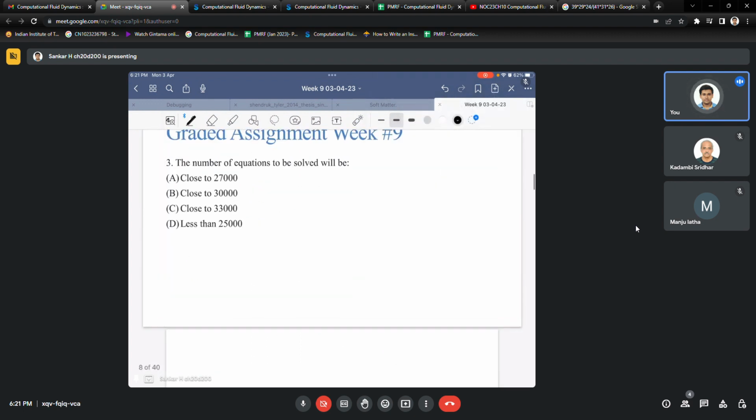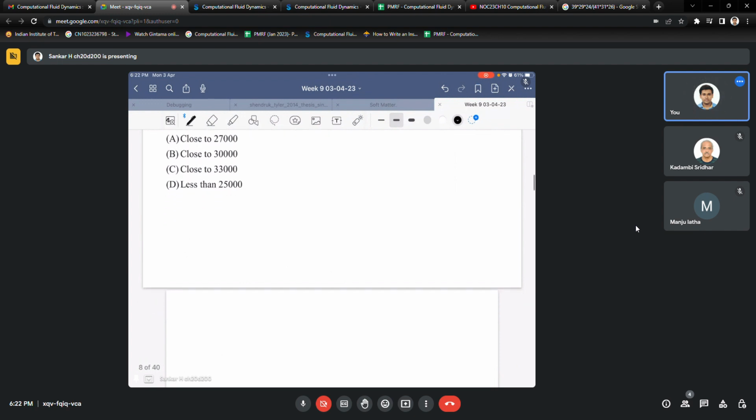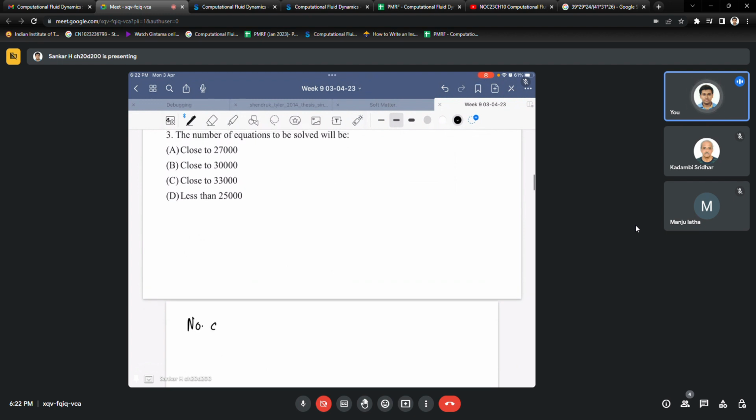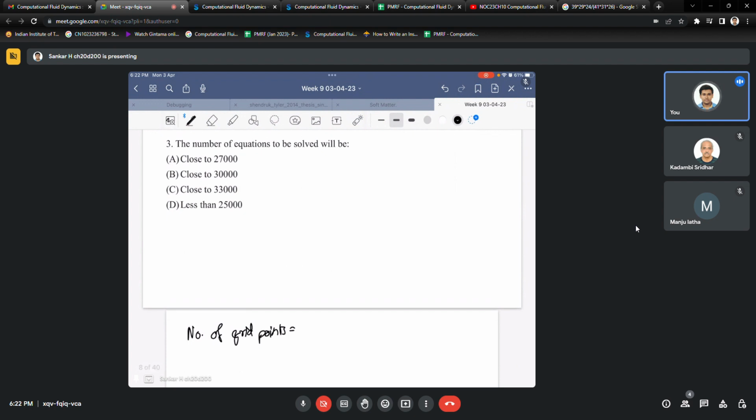Okay, moving on to question number 3. The number of equations that needs to be solved is, so let's first find out the number of grid points under discussion. Since there are 40 intervals in x, 30 intervals in y and 25 intervals in z, we'll get 41 grid points here, 31 grid points here and 26 grid points here.